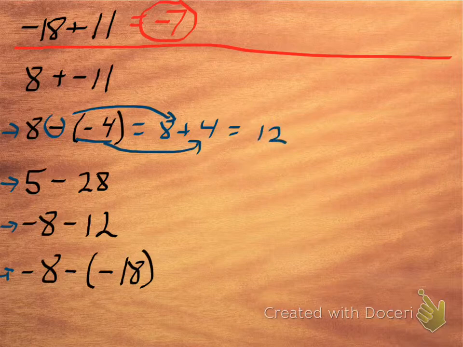In particular, the 8 was positive. So we're going to keep the sign of the larger value, which was positive. So we get positive 12. That's all there is to it.